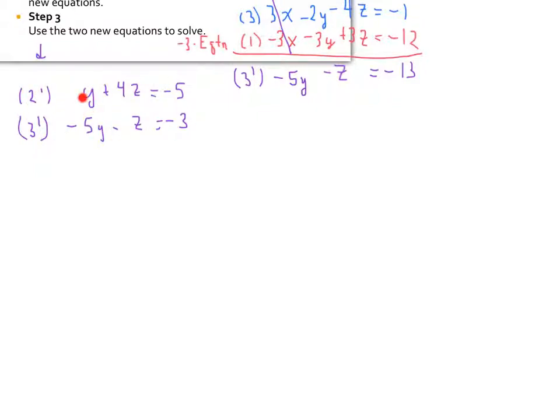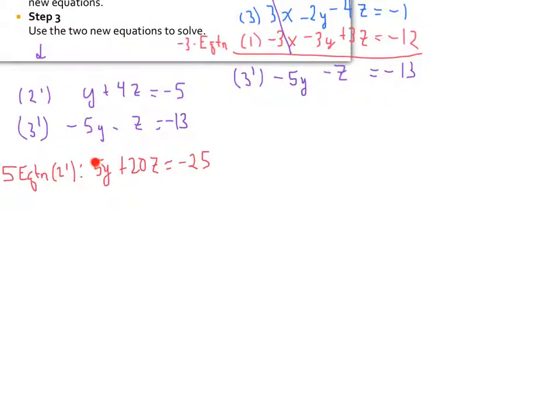I'm going to use these two new equations to solve, and I'm going to repeat the same process. I'm going to choose an equation. I'm going to choose this one. I'm going to choose the y as my variable, and I'm going to eliminate this 5y right here by multiplying this by 5. So let's take 5 times equation 2 prime, and I'm going to multiply this y by 5, so I get 5y. I'm going to multiply this 4z by 5, so I get 20z. And then I'm going to multiply this -5 by 5, and I get -25. And by the way, I made a mistake here. This is -13. Okay.